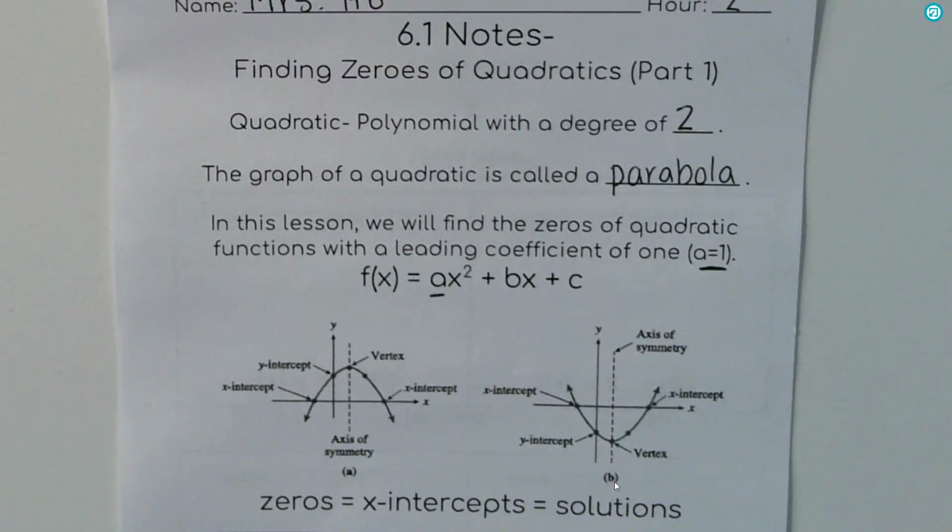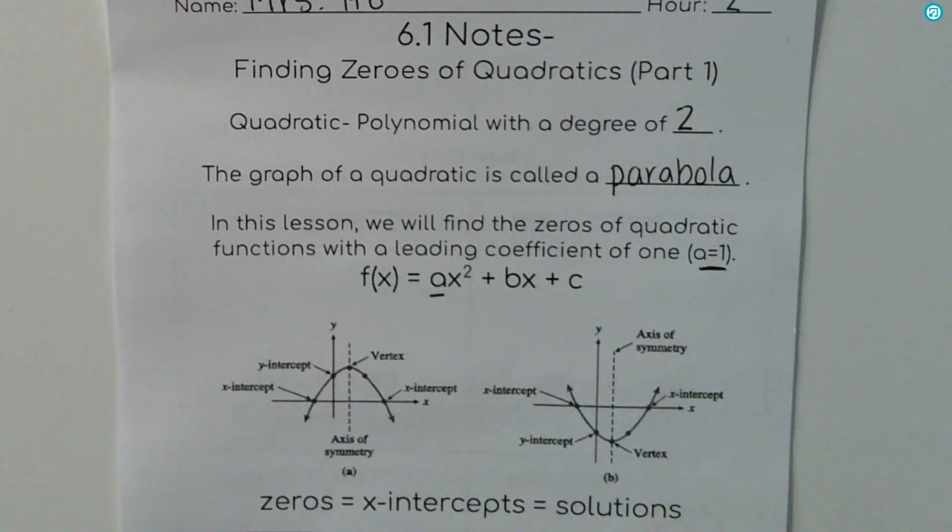Tomorrow, Thursday for you guys. It's currently Tuesday. I keep thinking it's Monday. Thursday for you guys, we will add in that number in front of x squared, and it's kind of a more advanced version of the same thing.